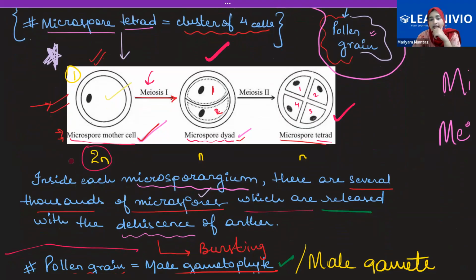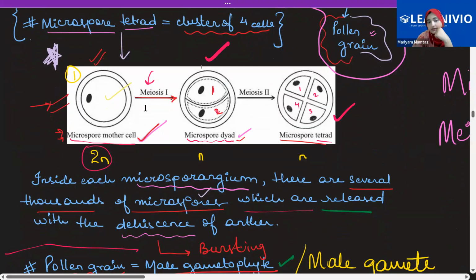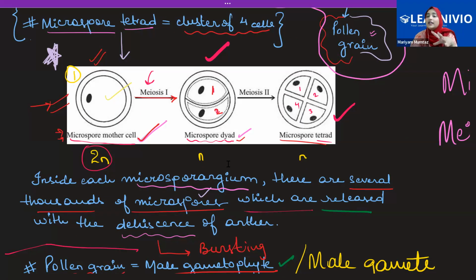Now, inside each microsporangium, there are several thousands of microspores, meaning the pollen grains, and they will be released into the environment as the anther bursts. Bursting of the anther is called dehiscence of anther, meaning the anther is now full of pollen grains. Now, that's the male gamete. It has to go. So, the anther will burst and all the pollen will be liberated into the atmosphere. That's very important for the dispersal of the pollen grains.